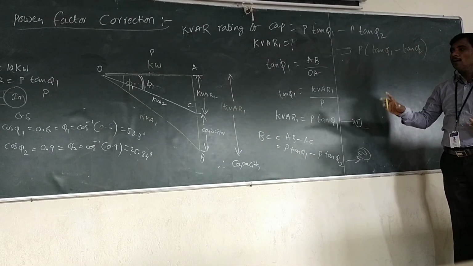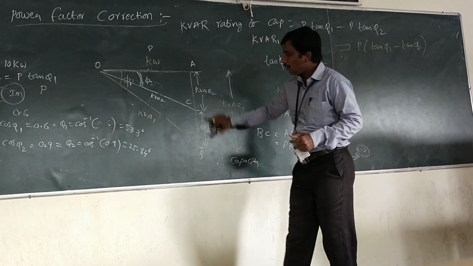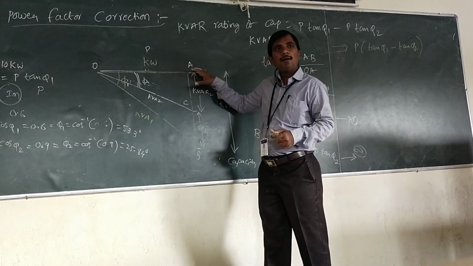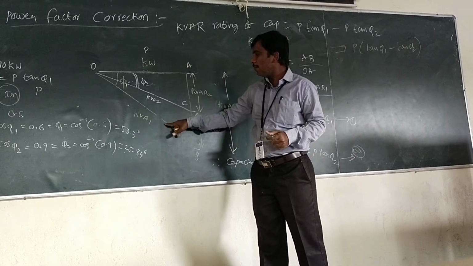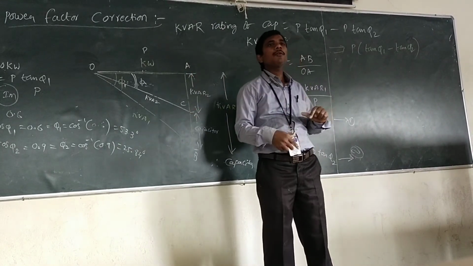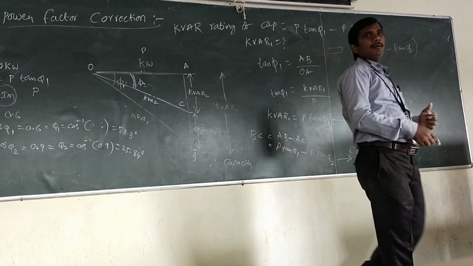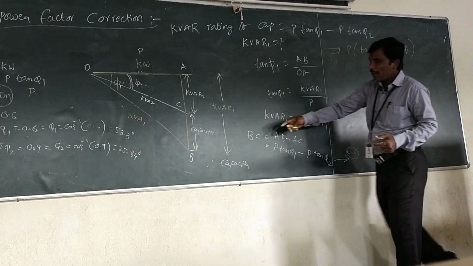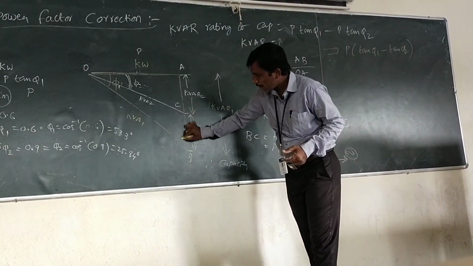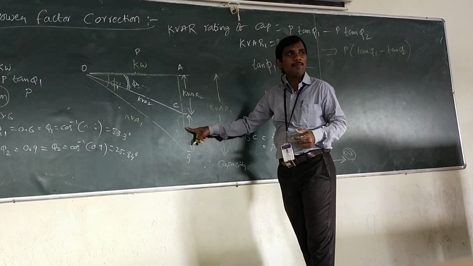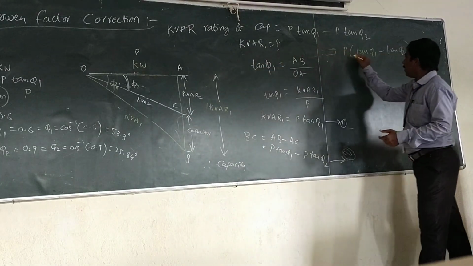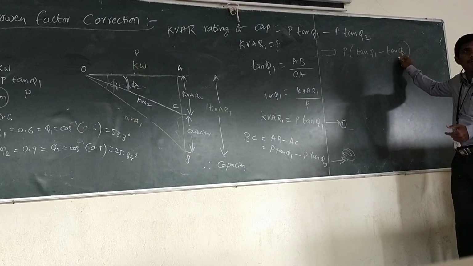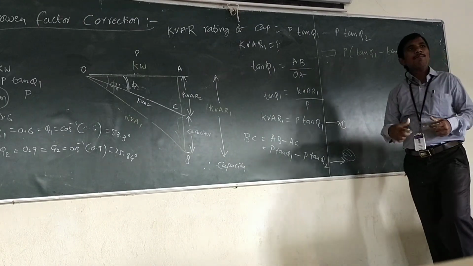How do we get the power triangle? We draw a power triangle for the initial power factor. The real power is constant, but only the apparent power and the reactive power taken by the load change. From this power triangle we obtain the capacitor bank rating. The reactive power supplied by the capacitor bank is kVR equals P into tan phi 1 minus P into tan phi 2. Based on this, we will do some problems now.